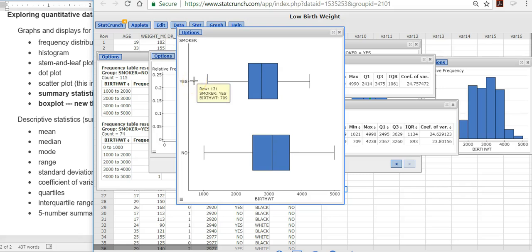So when we do that, this gives us just one outlier, and that would be the low birth weight baby for the smokers. That was only about 700 grams. So that one, based on the IQR, would be considered an outlier. The non-smokers didn't have any outliers in their group.